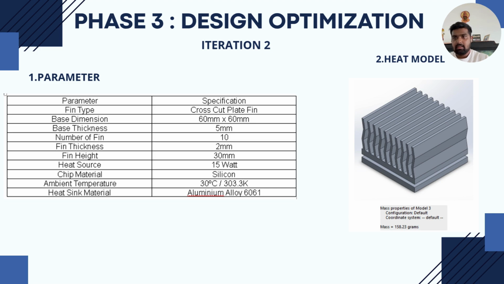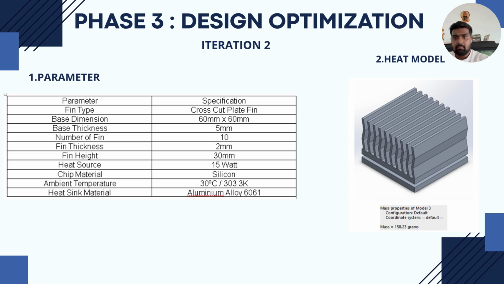Aluminium alloy 6061 is selected as the heat sink material due to its excellent thermal conductivity and lightweight characteristic. The main improvement in iteration 2 is the fin geometry compared to iteration 1. The fins are redesigned with a smoother and more streamlined profile. This modification is intended to improve airflow between the fins and enhance dissipation efficiency.